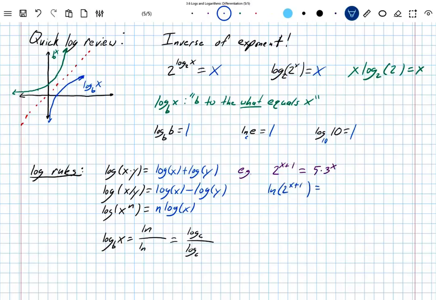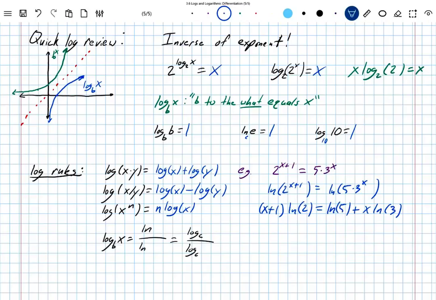Algebra tells me if I do it to both sides, it's fair. My log rule says I can bring that x plus 1 out front. My log rule says I can split this up into natural log of 5 plus, that x can come down, natural log of 3. Great. So I successfully got all those x's out of the exponents.